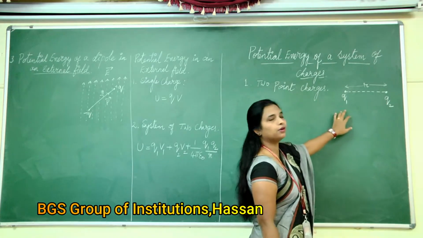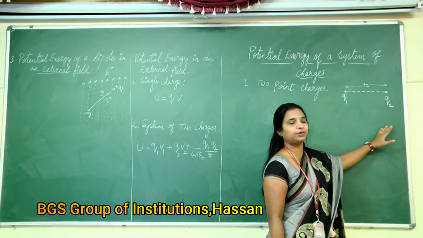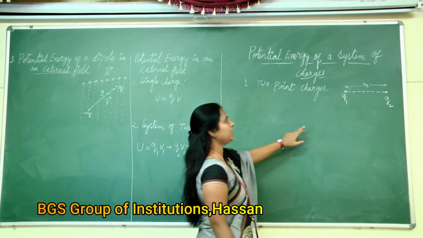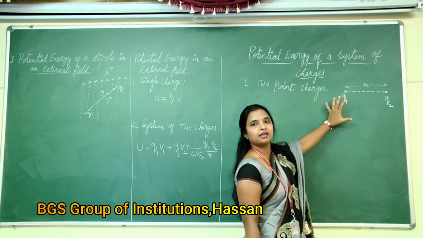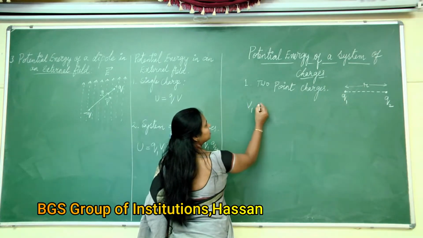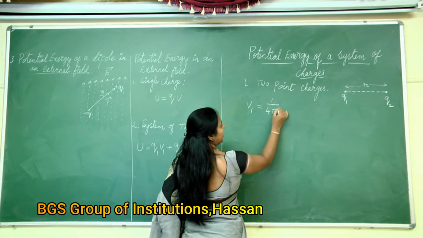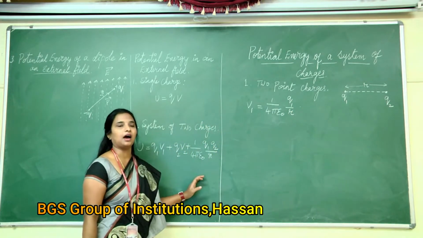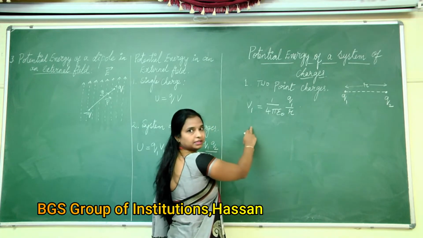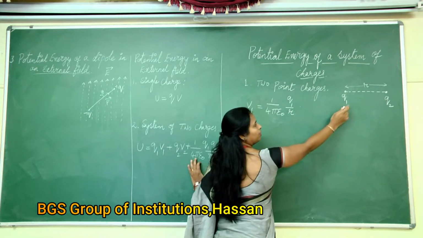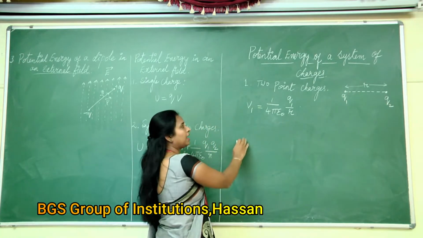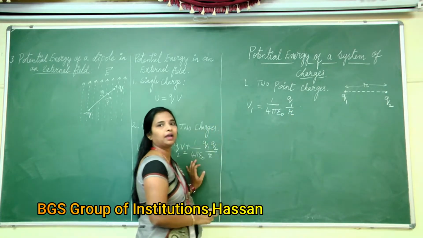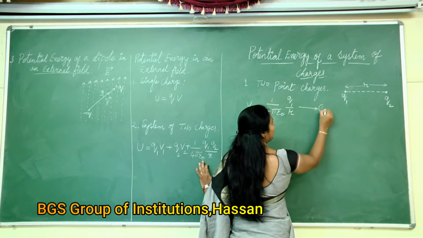Let us consider 2-point charges Q1 and Q2 separated by distance R. Here, the potential due to the charge Q1 is written as V1 is equal to 1 by 4 pi epsilon naught Q1 divided by R. V1 is the potential due to the charge Q1 at a distance R, and it is given as V1 is equal to 1 by 4 pi epsilon naught Q1 divided by R. Take this as equation number 1.